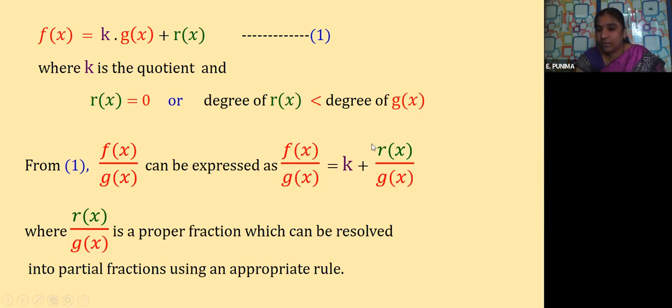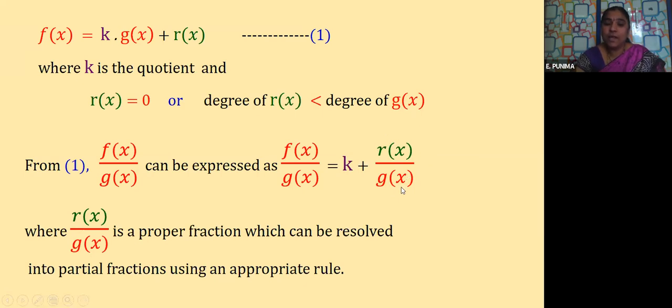Here, if you observe, r of x is in the numerator. So that means the degree of the numerator is less than the degree of the denominator, no? So this is a case for what? It is nothing but a proper fraction. So that means, whenever an improper fraction is there, it will be transformed to a proper fraction.